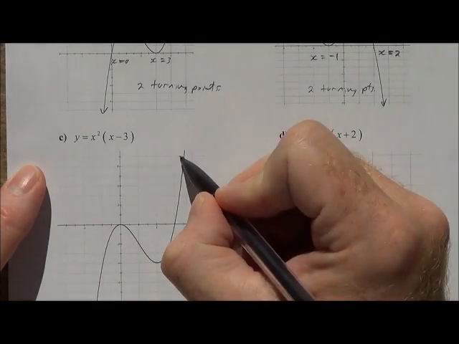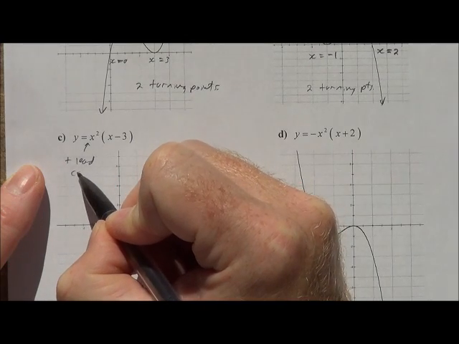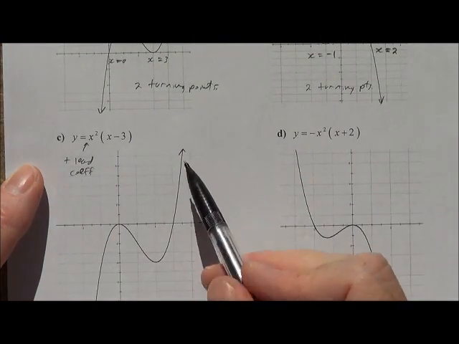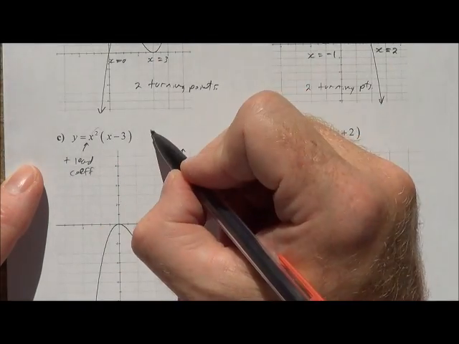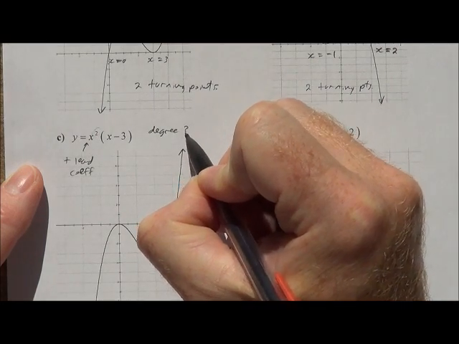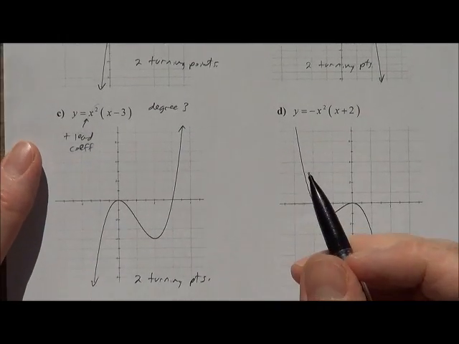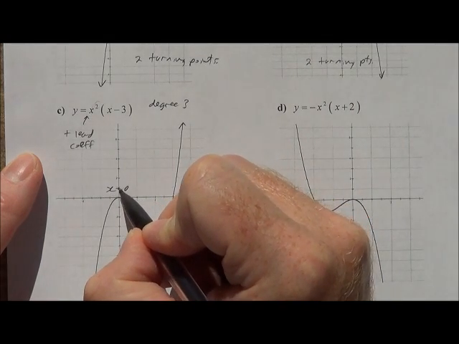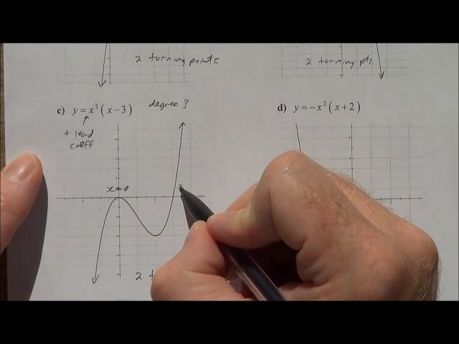For C, positive lead coefficient, which means generally from left to right the graph is increasing. There's 2 and there's one more here, so there's degree 3. There are two turning points. And we've got a 0 at x equals 0 and a 0 at x equals 3.